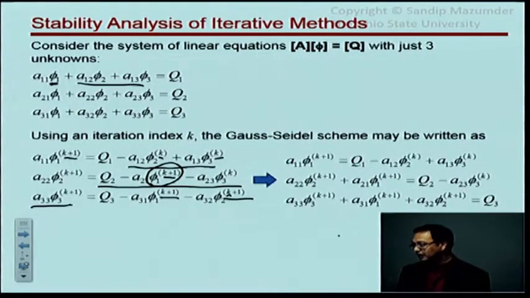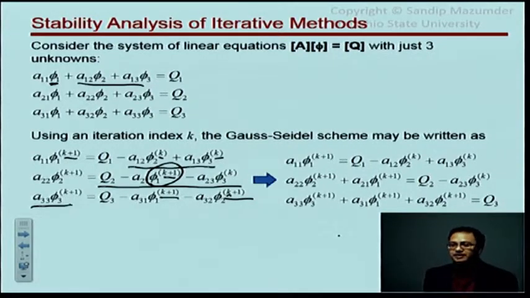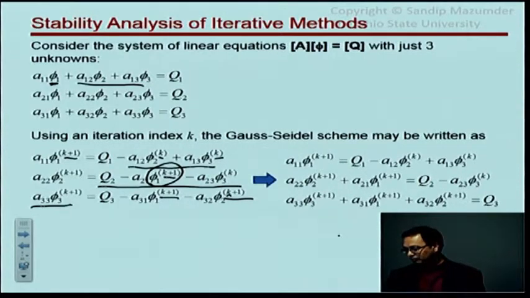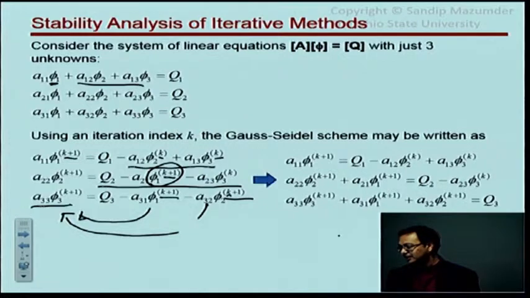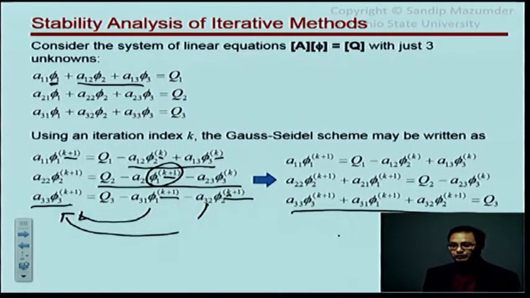Now I can rewrite those equations such that I have the k plus 1s on one side and the k's on the other side. So I'm going to pull these terms back over to the left hand side because they have indices k plus 1 and so on. So this is what I end up getting. Any questions so far?